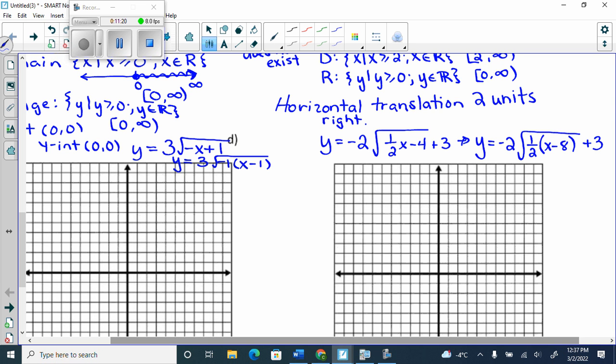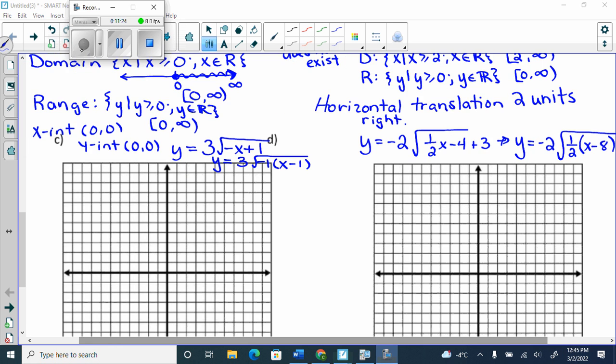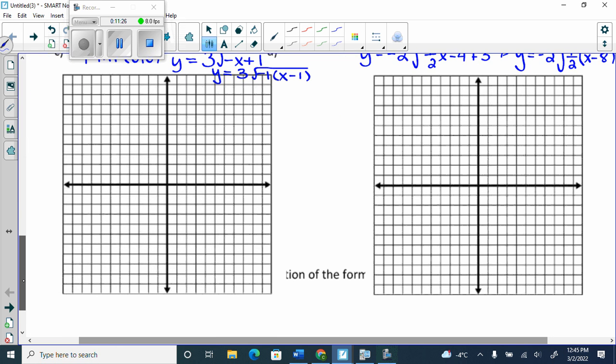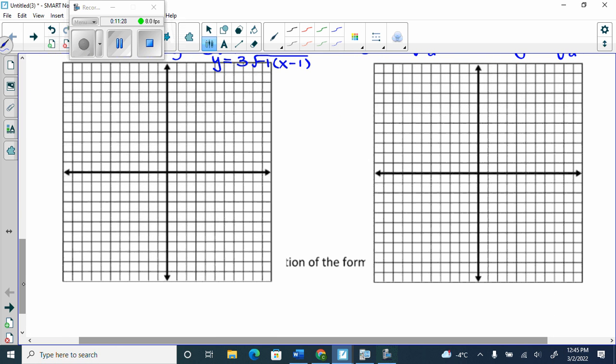So try those two out. I want you to use mapping, and I want you to state transformations. So the first thing we'll do is state transformations. We have to start with stretches, then reflections, then translations. So this first one, we have a vertical stretch because it's outside. Vertical stretch.